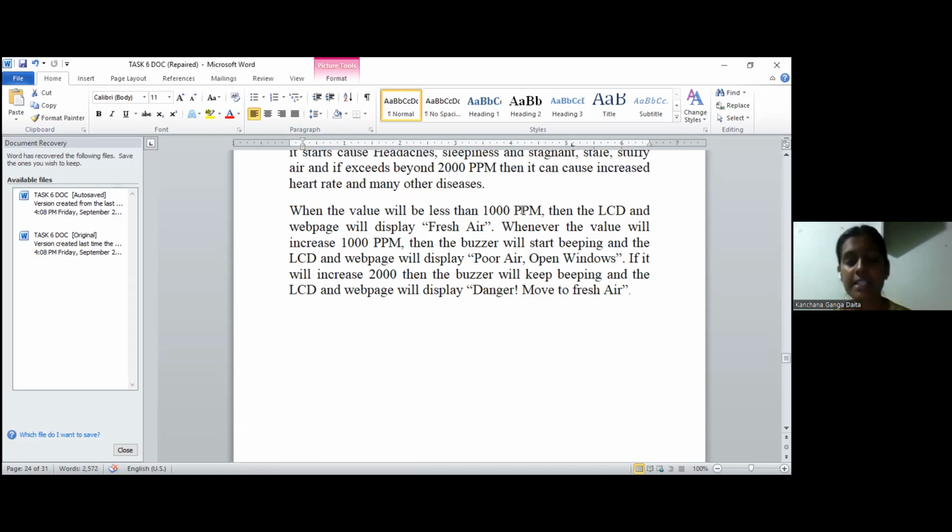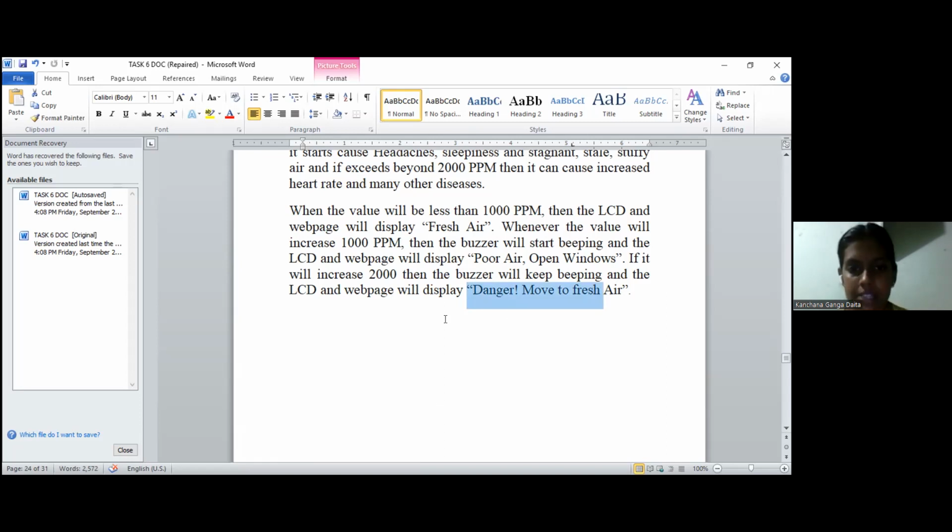Similarly, if the value is less than 1000 ppm, it will display a flash and also sound the buzzer. But if we increase it, for example to 2000, then it will display "danger, move to the fresh air." So these are some of the instructions or indications provided by the air quality monitor.